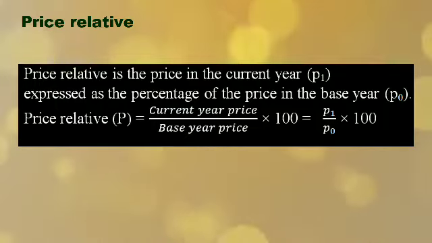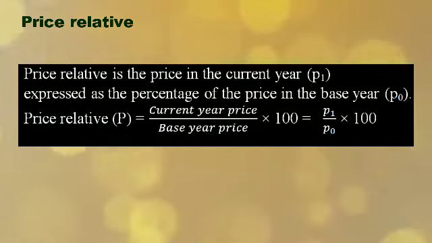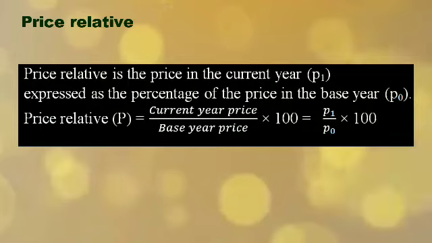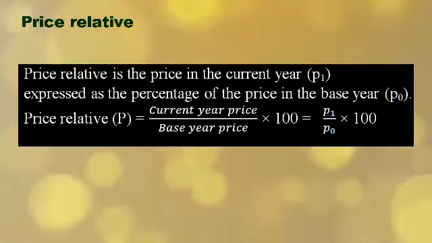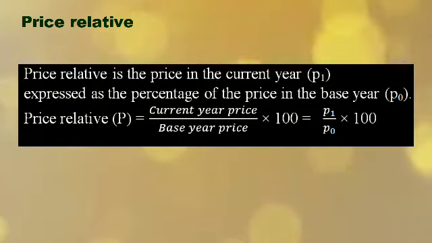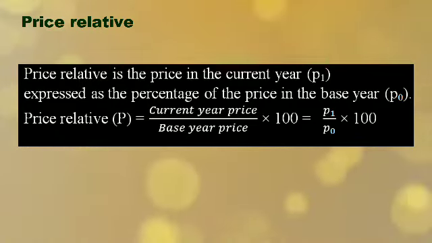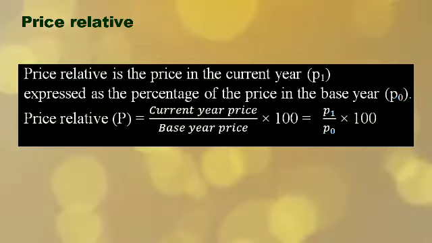Current year price is the present year price. If the two years of comparison are 2015 and 2020, the current year is 2020 and the base year is the previous year, which is 2015. So the current year price is 30 rupees divided by the base year price of 20 rupees. So 30 by 20 into 100 and you will get the price relative. That percentage value is the variation that is happening from the year 2015 to 2020.